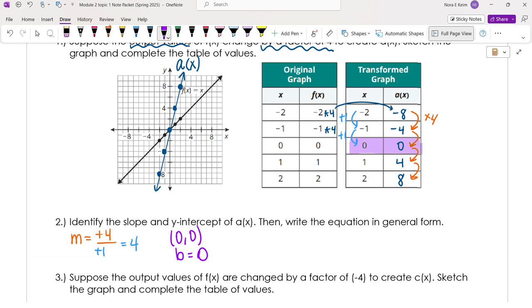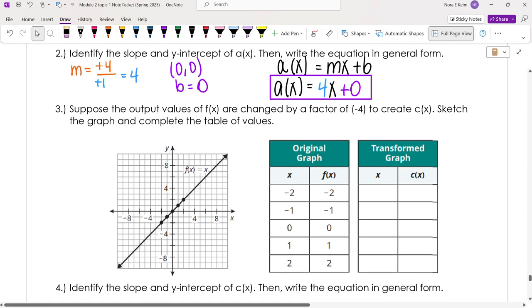So if I want to write a of x, we would use a of x equals mx plus b, where m is 4 and b is 0. Technically I don't need that plus 0, but I'll just leave it in there for right now. So we get a of x equals 4x plus 0. Okay.